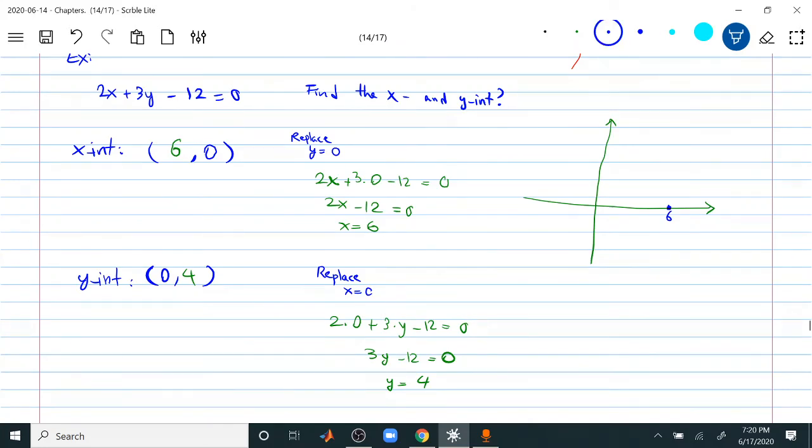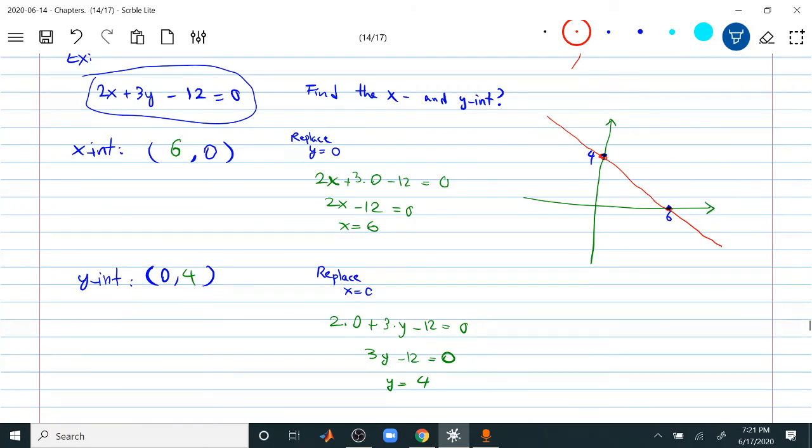So when do I cross the y-axis? I cross it at 0 and 4. This must be 4. Since I know this is a linear equation, and I already know 2 points of the linear equation, that means I know all the solutions. Where are all the solutions? All the solutions belong to this line, the line that passes through both of these 2 points. So if you find the x and y intercept for a linear equation, you already found the solution.